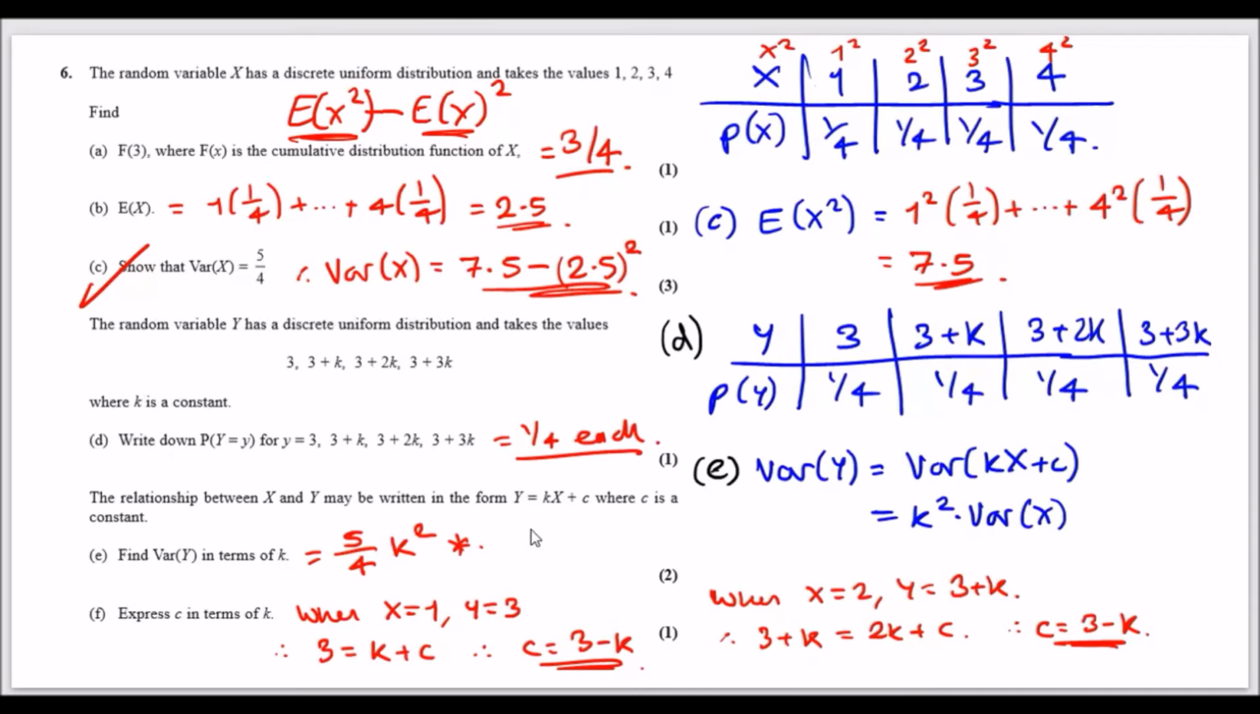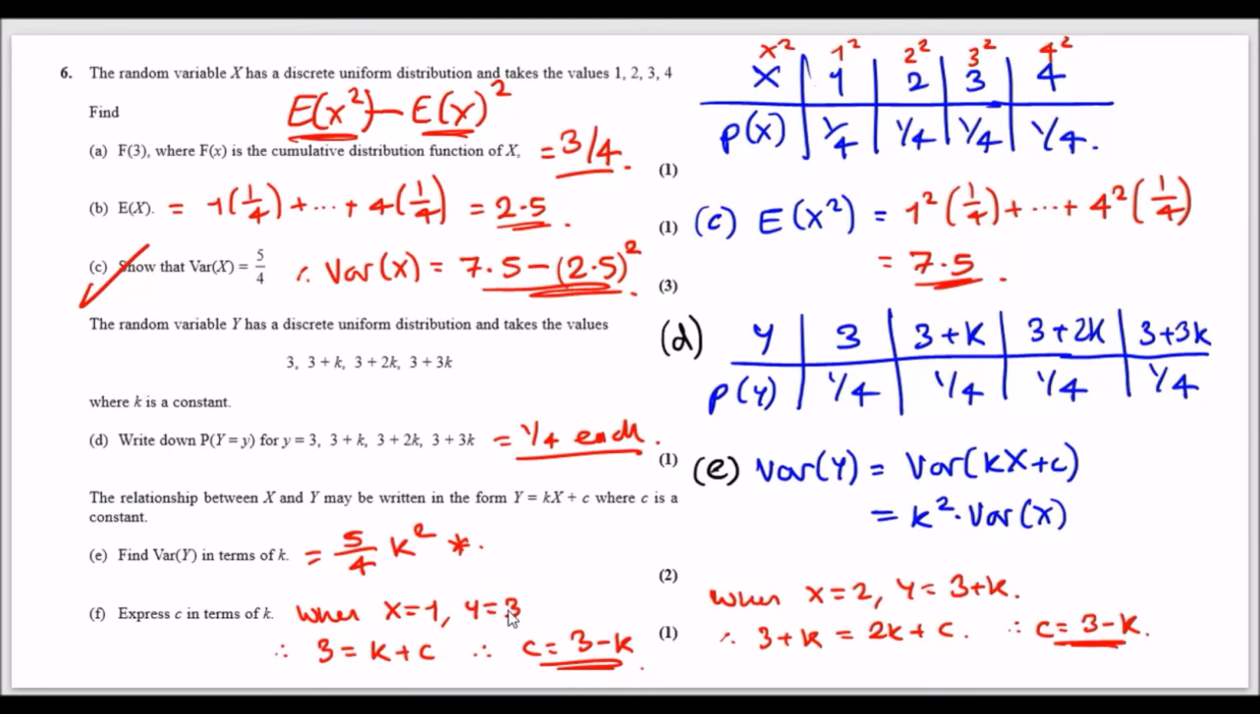Now last step, and we're almost done. Part F, express c in terms of k. In this case, you could do it 2 ways. You could take the mean of everything, and then the second moment, and then equate it to this solution to make c the subject. Or you can make your life much easier and just realize that these two distributions x and y are related, because the question tells you the relationship between x and y can be written in this form.